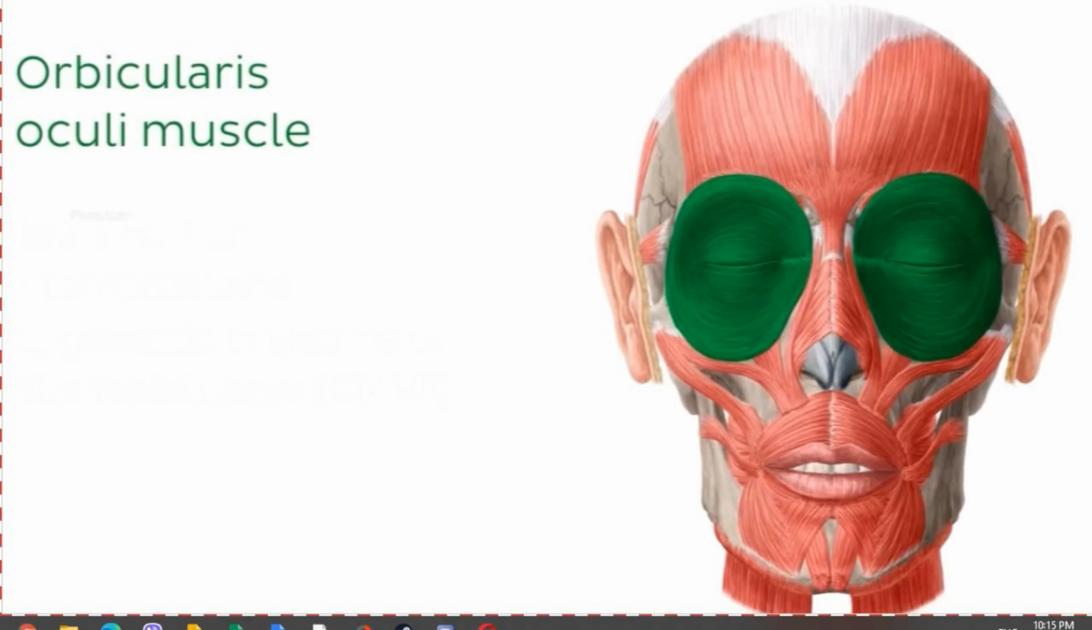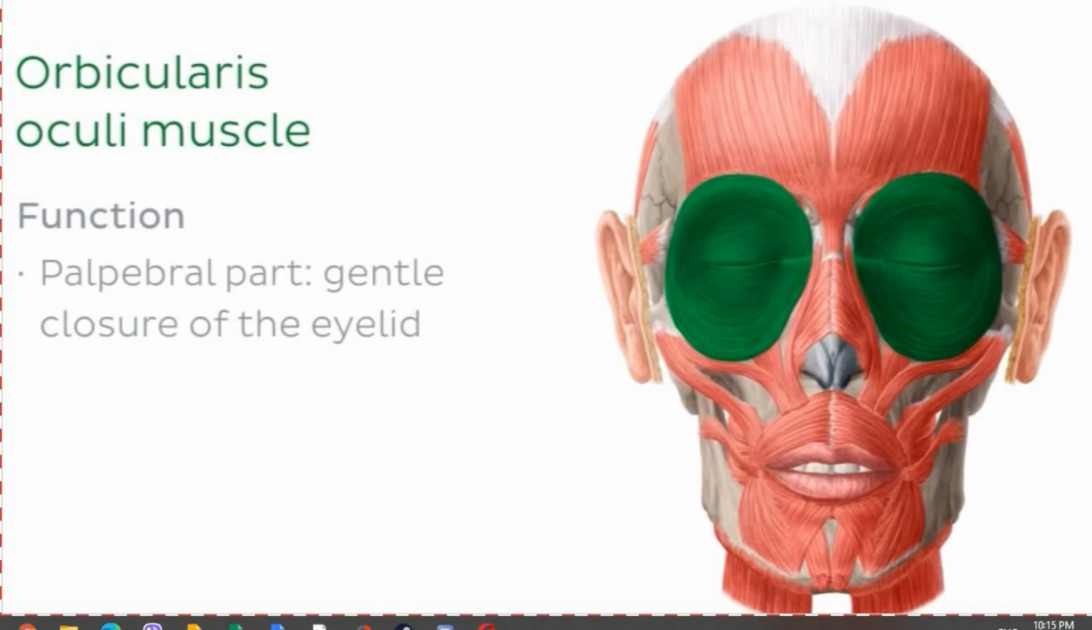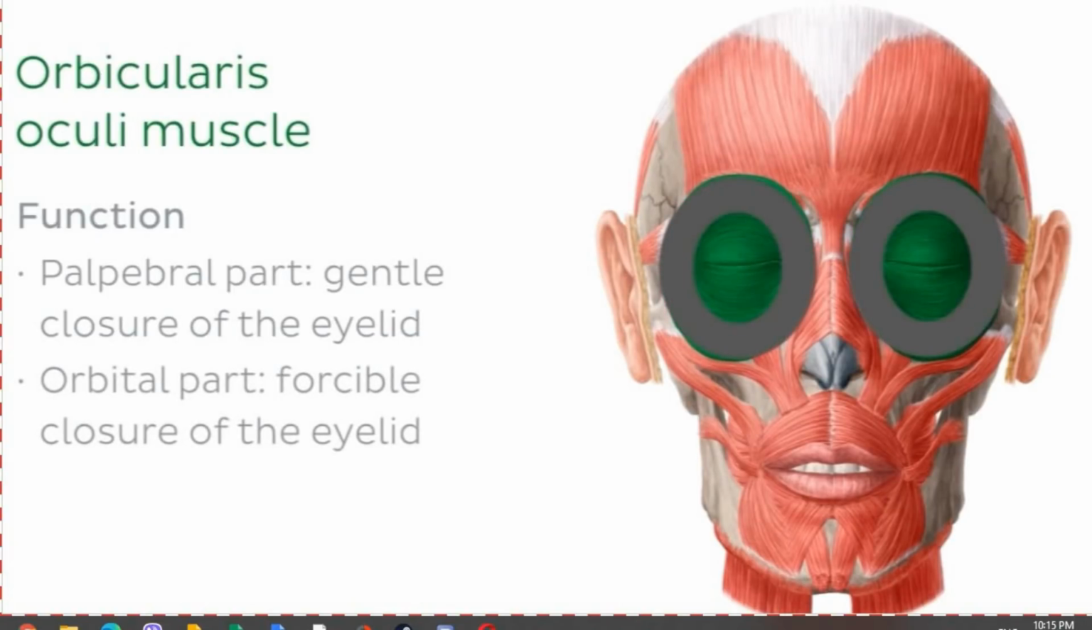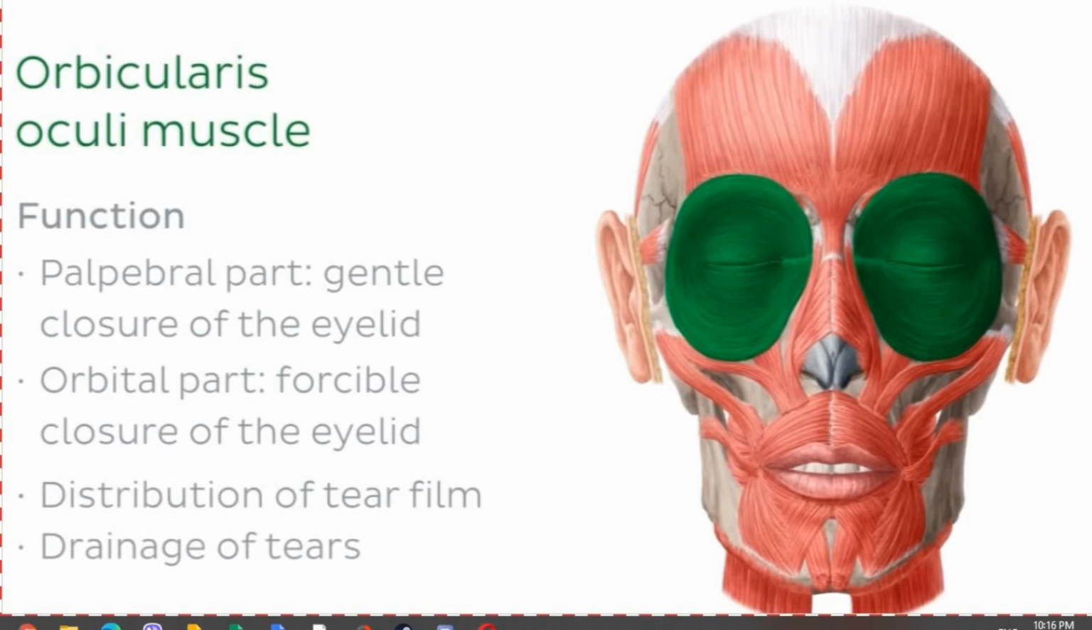The orbicularis oculi muscle has several functions. For instance, the palpable part facilitates the gentle closure of the eyelid, while the orbital part facilitates the forcible closure of the eyelid. In addition, the muscle also helps with the distribution of tear film and the drainage of tears by aiding in the emptying of the lacrimal sac.